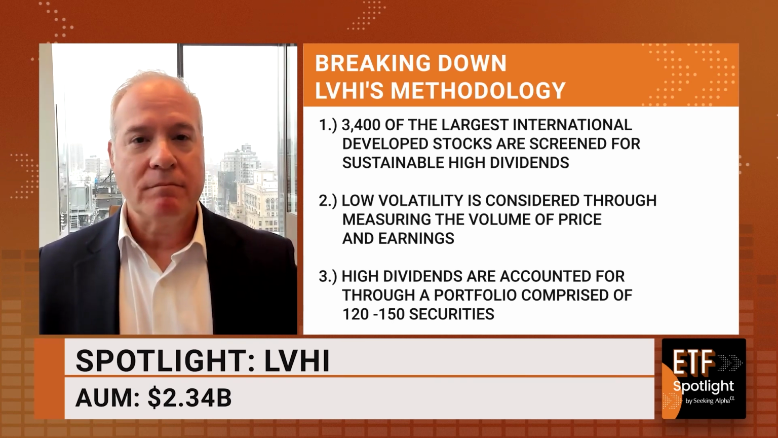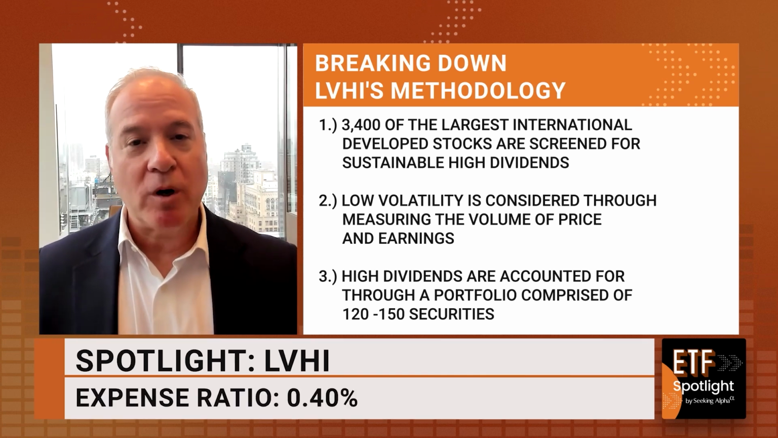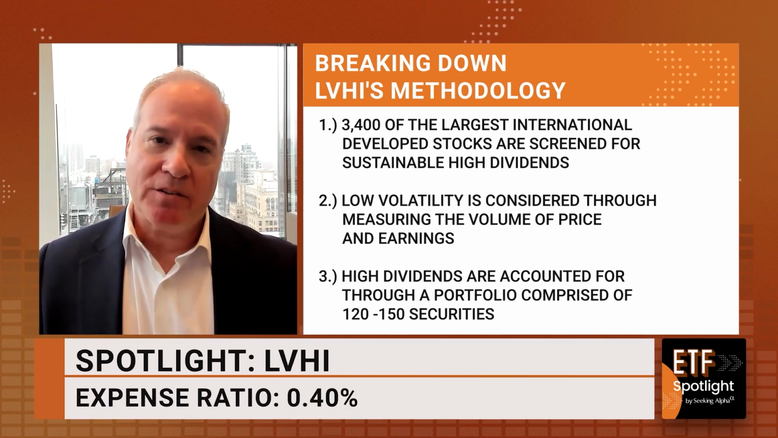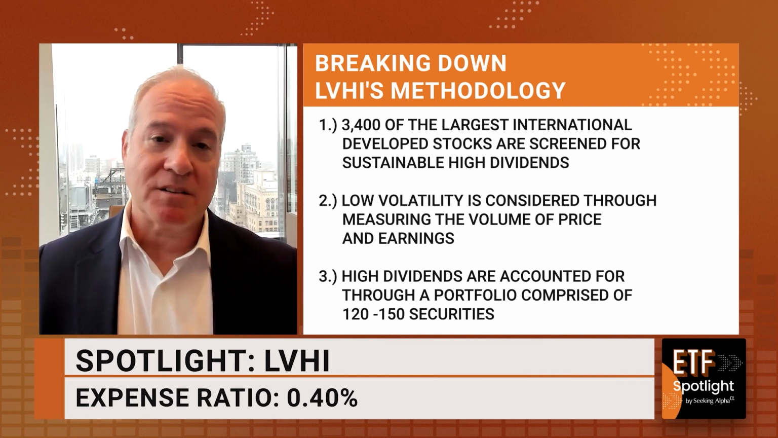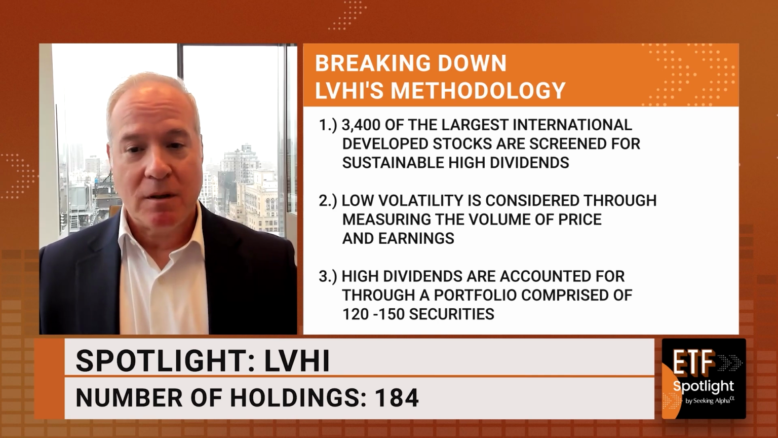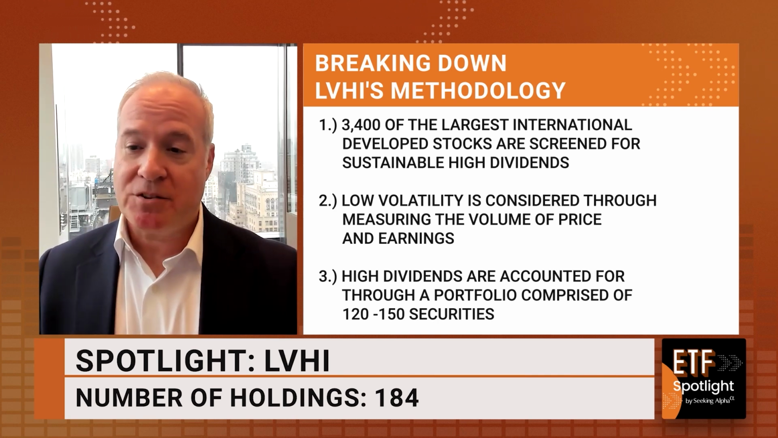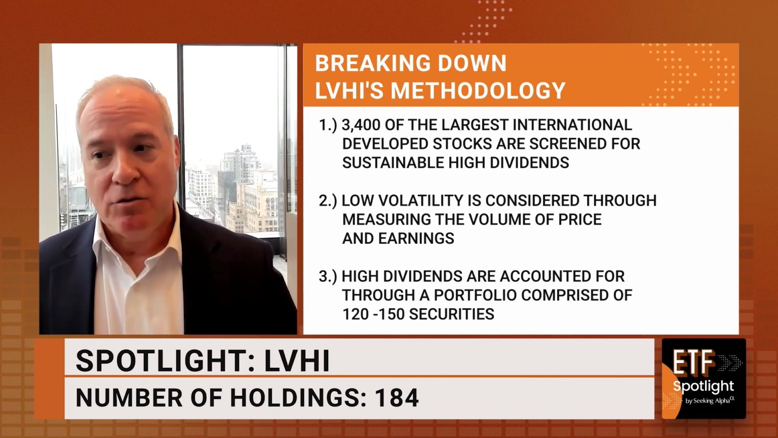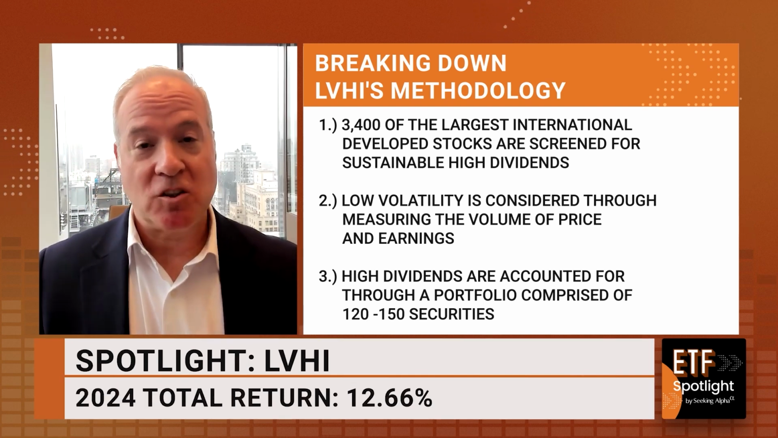In step one, we screen for sustainable high dividends. We want to find companies that have earnings exceeding their dividends. Number two, low volatility. We look at the vol of price and earnings. We measure that. And also countries with high interest rates are adjusted down to mitigate the costs of hedging, because that could be very expensive.